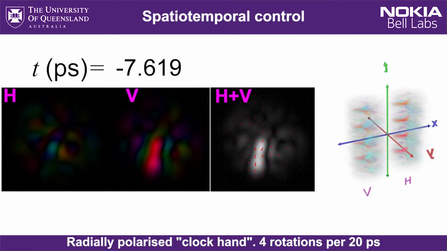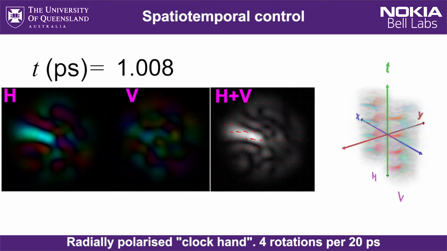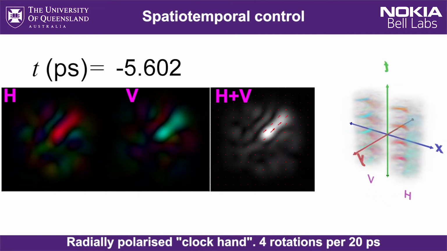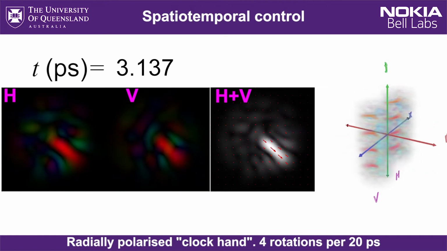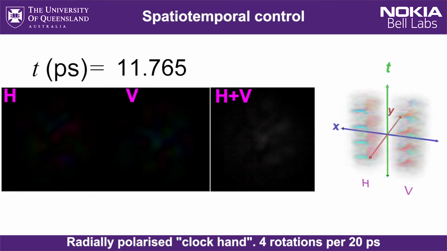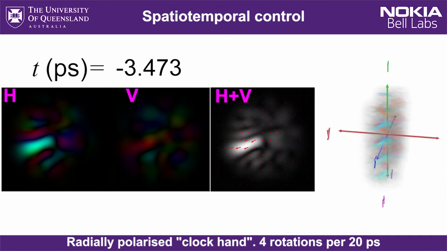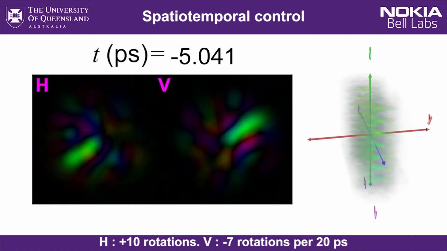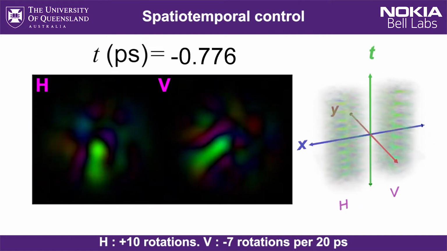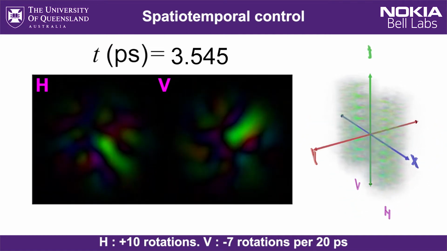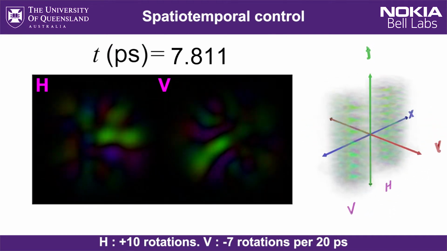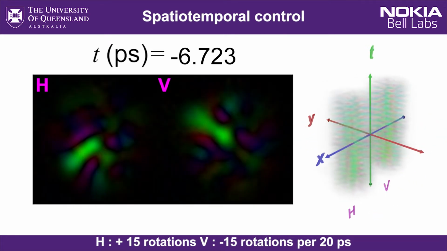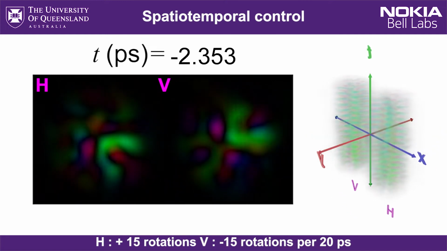Here we have the two polarization components working cooperatively together to generate a radially polarized clock hand. So there's 4 rotations in the 20 picosecond time interval, but the amplitude and phase of the horizontal and vertical components is always such that the polarization vector is linearly polarized and pointing outwards along the clock hand. In this one, it's rotating faster and has a different number of rotations in each polarization. Horizontal does 10 rotations in 20 picoseconds. Vertical polarization does 7 rotations in the opposite direction in 20 picoseconds. Rotating faster still, this is 15 rotations per 20 picoseconds in opposite directions for the two polarizations.